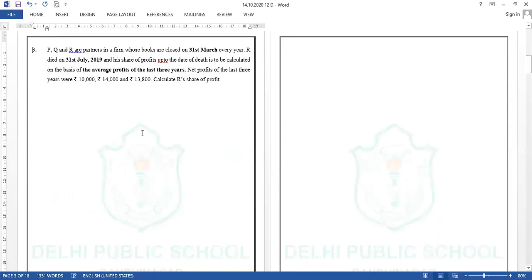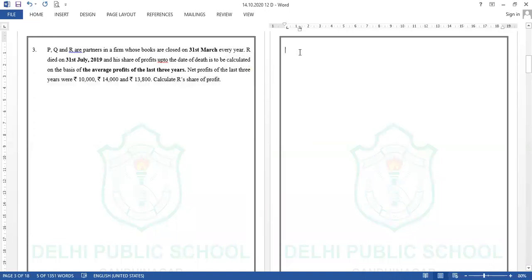P, Q, and R are partners in a firm whose books are closed on 31st March every year. The date of the balance sheet has to be taken care of. R died on 31st July 2019, and his share of profits up to the date of death is to be calculated on the basis of the average profit of the last 3 years. The net profit of the last 3 years is 10,000, 14,000, and 13,800. Calculate R's share of profit.